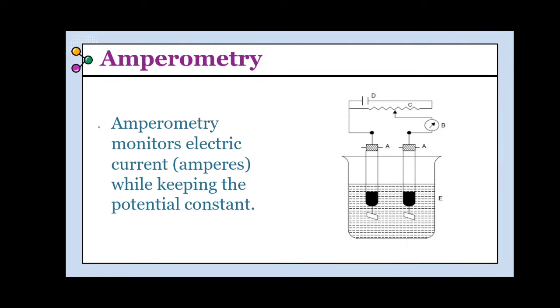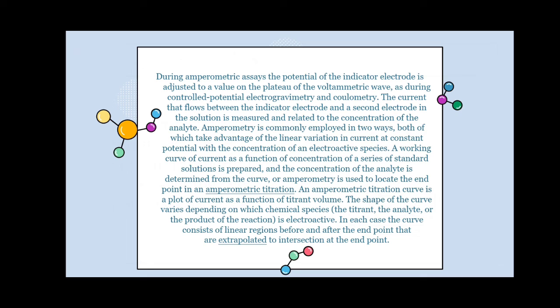Amperometry. Amperometry monitors electric current or amperes while keeping the potential constant. During amperometric assays, the potential of the indicator electrode is adjusted to a value on the plateau of the voltammetric wave, as during controlled potential electrogravimetry, gravimetry, and coulometry. The current that flows between the indicator electrode and the second electrode in the solution is measured and related to the concentration of the analyte.